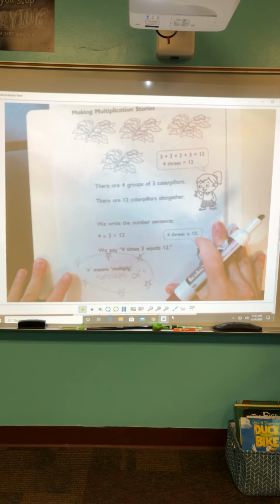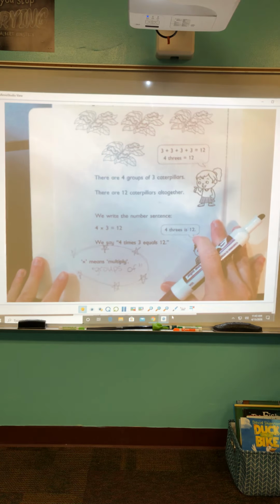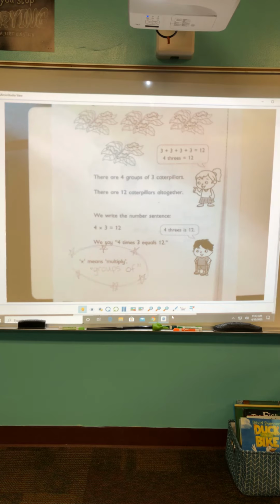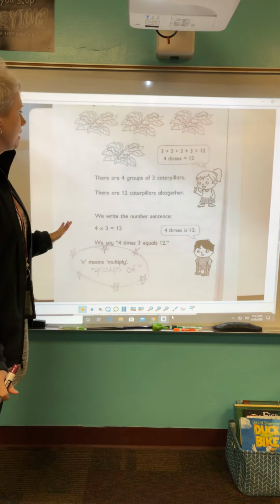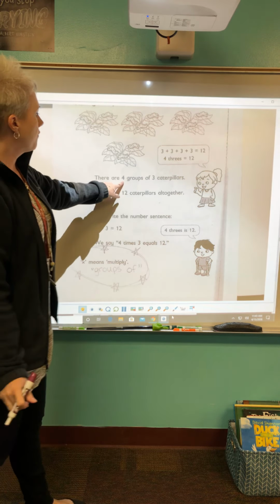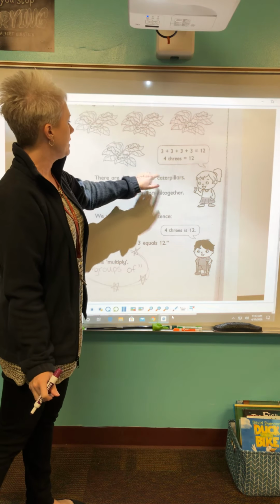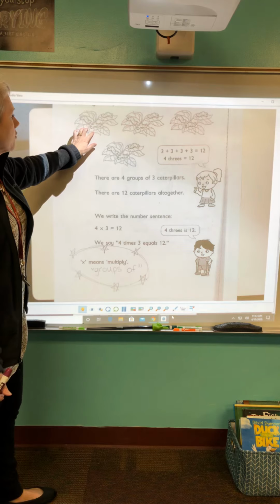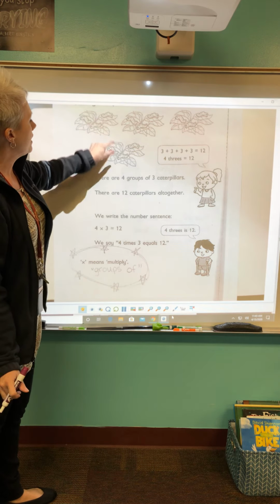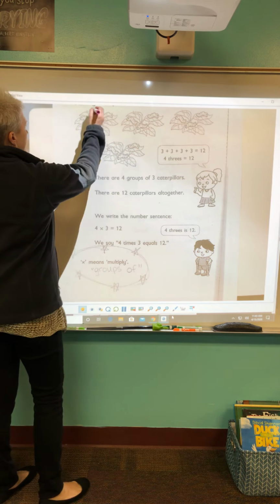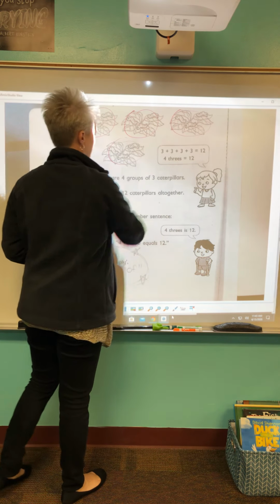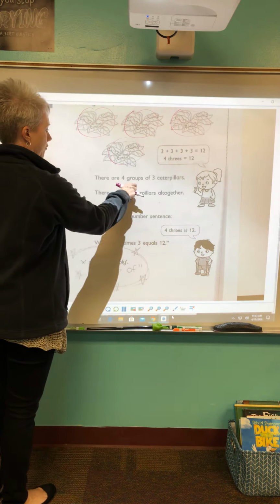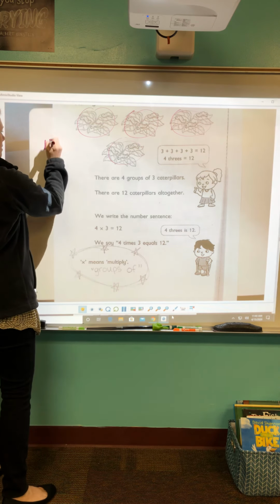This says making multiplication stories. This is very similar to what we did yesterday. It says there are 4 groups of 3 caterpillars. So these are my groups. There are 3 caterpillars in each group. Okay? So I have 4 threes.